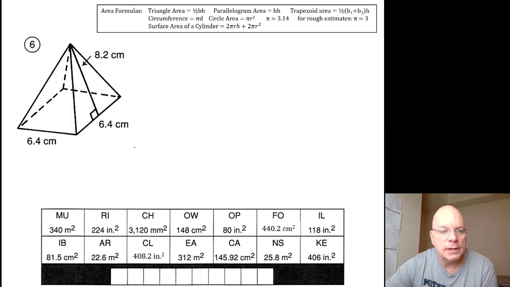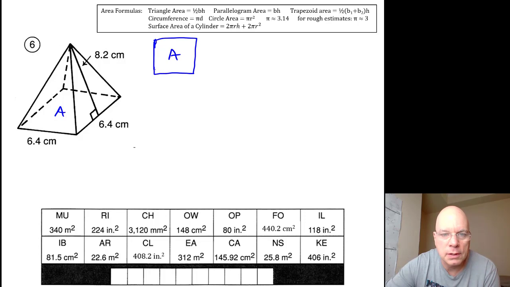Number 6 is a lot like number 4. It's a square pyramid. This square base has a side length of 6.4. I'm going to call it face A. It's a 6.4 by 6.4 square.